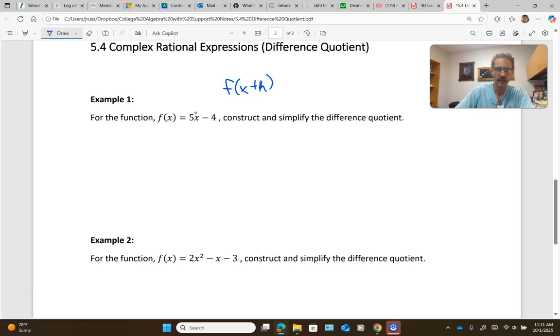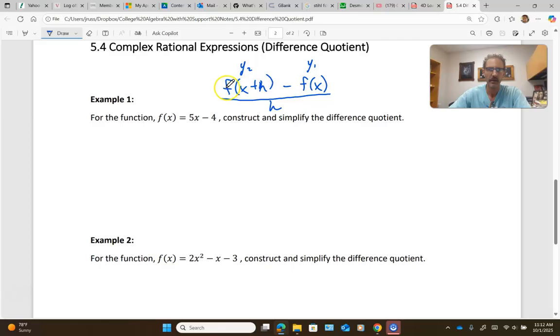So it's going to be f of x plus h minus f of x. Remember, this is like our y1, this is like our y2, and then our x2 minus x1 we're just calling h. That's just the horizontal difference, or the difference between the two x coordinates.